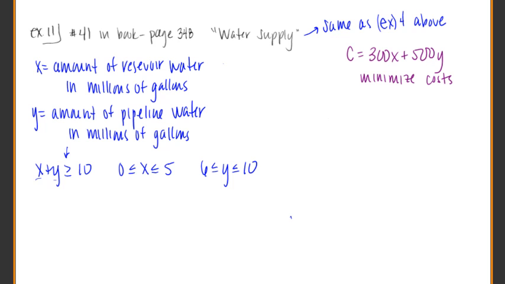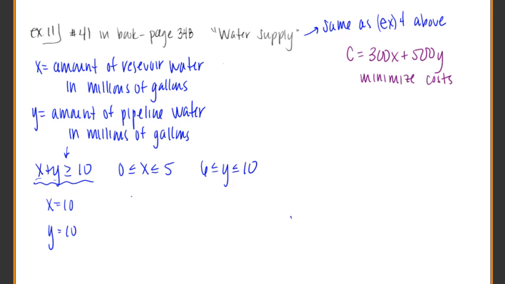And like before, we're going to minimize our cost. We have $300 per million gallons coming from the reservoir and $500 per million gallons coming from the pipeline. So we're going to start right here and figure out what it would take to minimize our costs for this city. Like before, let's start over here and get our intercepts. Looks like they're going to be both 10 and 10 by the time you eliminate the X and then the Y. And then this right here is just a vertical line going from 0 to 5.